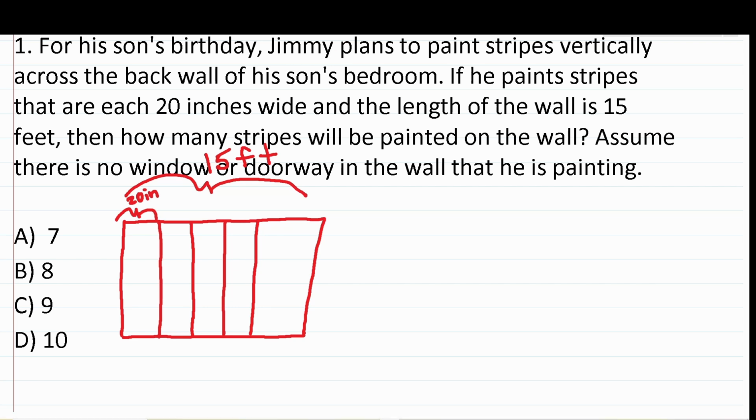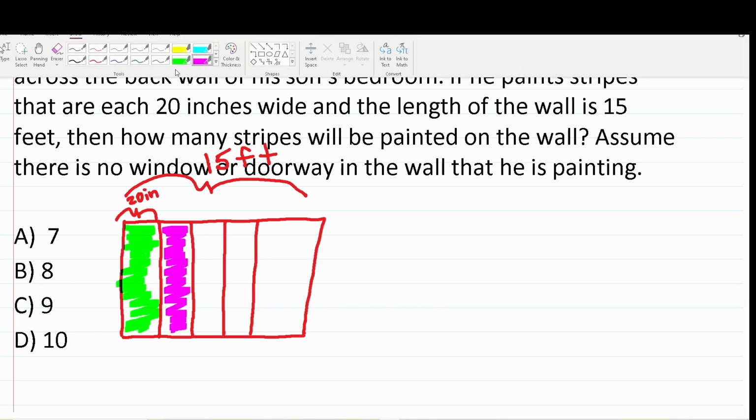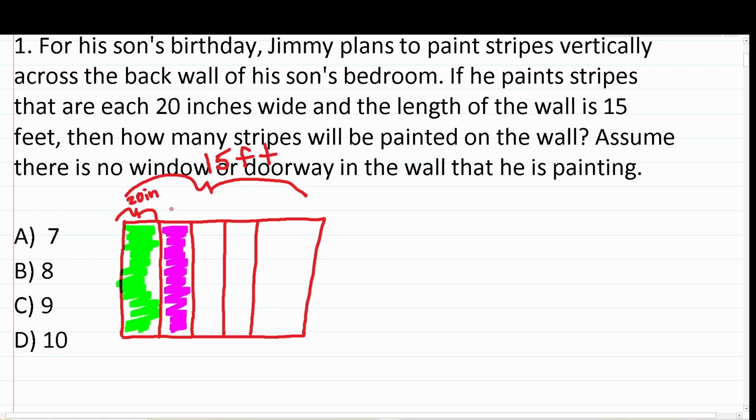And let me go ahead and use multiple colors here so you can actually see this. So let's say he paints a green stripe here that's 20 inches wide. And then he paints a purple stripe here. And he just covers the whole back wall with stripes, all of which are 20 inches wide. Question is this, given that each of these stripes is 20 inches wide, and he's painting on a wall that is 15 feet long, how many of these stripes can he paint on this wall?